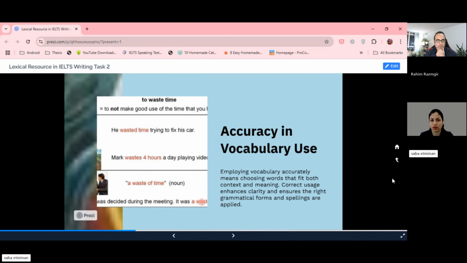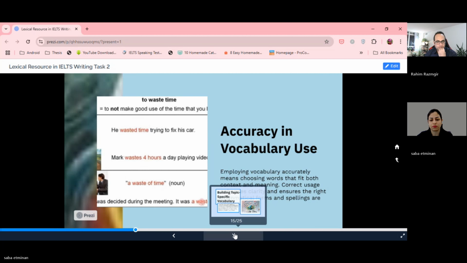And then accuracy in vocabulary use. What do we mean by this? Employing vocabulary accurately means choosing words that fit both context and meaning. Correct usage enhances clarity and ensures the right grammatical forms and spellings are applied. So grammatical forms and spellings also here are very important.